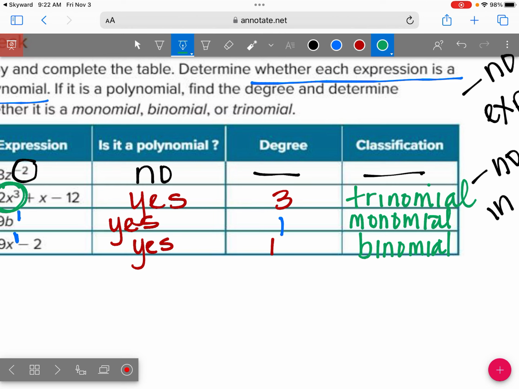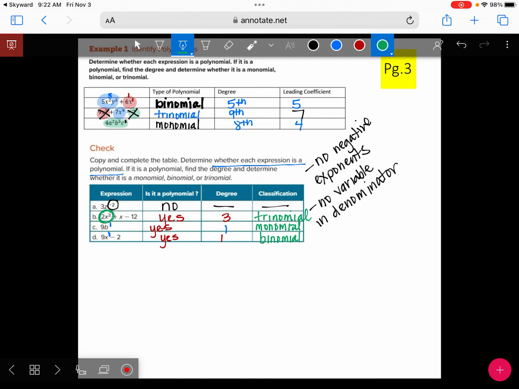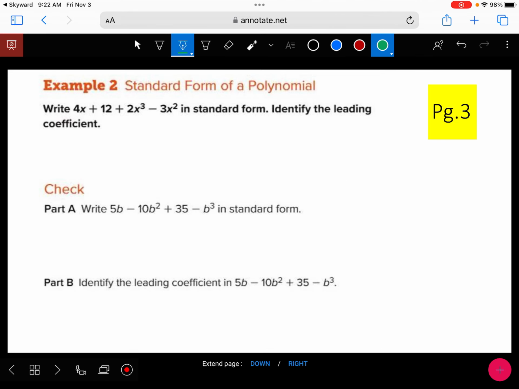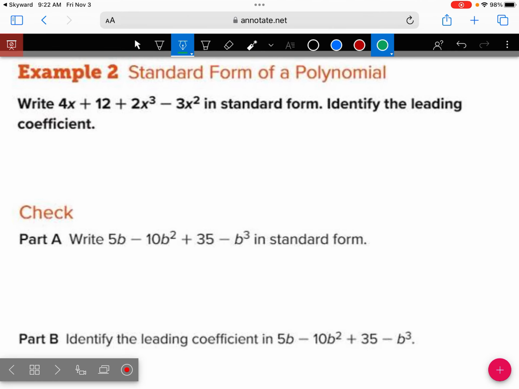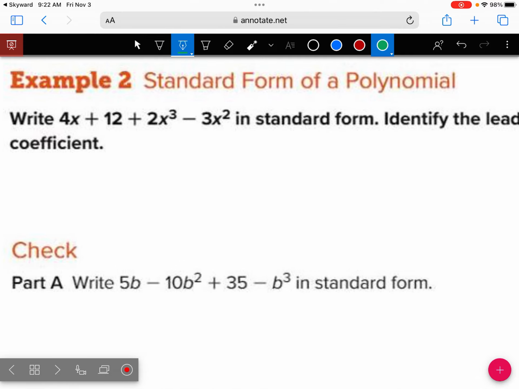All right, the last thing we're going to do is on page 4, I believe. I think we're on page 4. Let me see. Nope, still on page 3, sorry. So bottom of page 3, it says, write this in standard form.